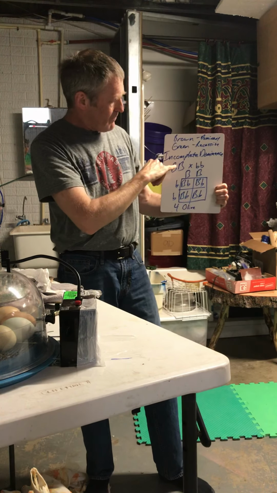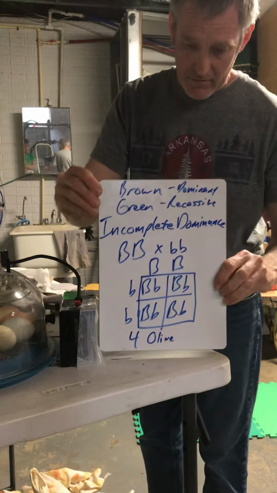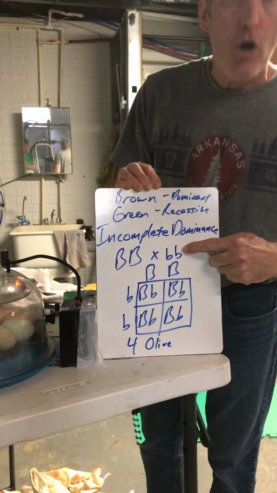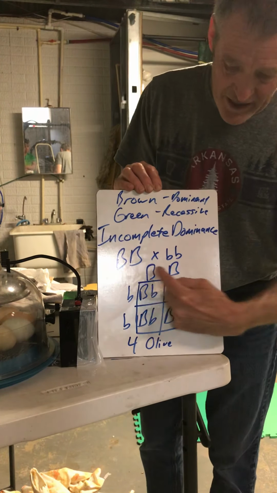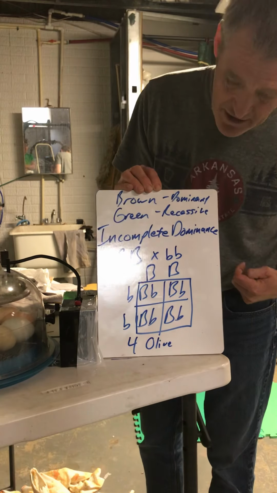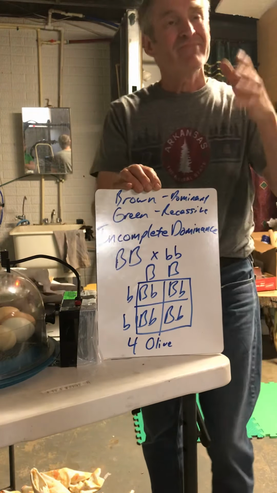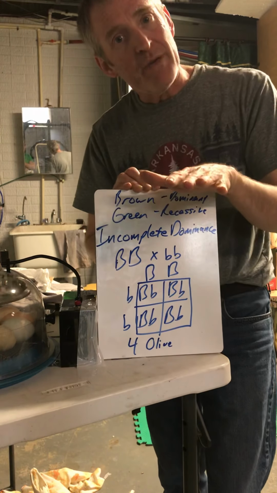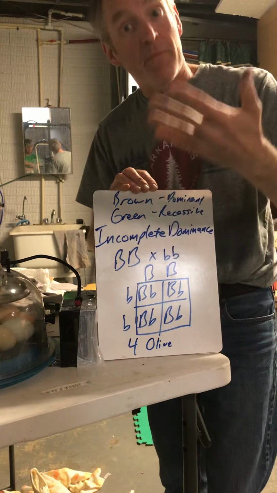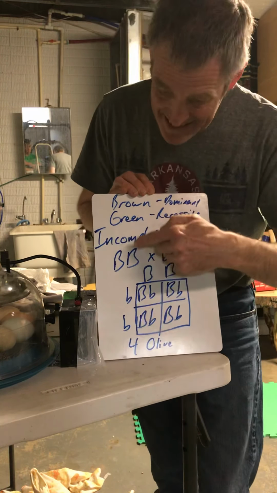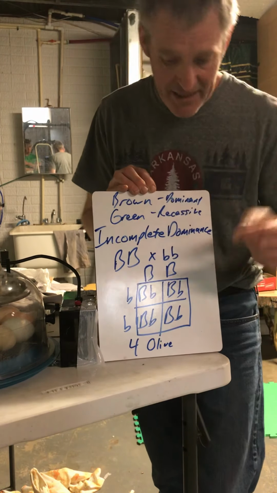So if we have a homozygous dominant brown, big B, and we have a homozygous recessive green egg, if we cross these two eggs, right there I have the two alleles for brown, the two alleles for green, and the cross. Now, don't get hung up with the letter B, because last time I did the video, the B represented the dominant trait, which in that case was blue. In this case, it's brown. Okay, you always use the first letter of the dominant trait.